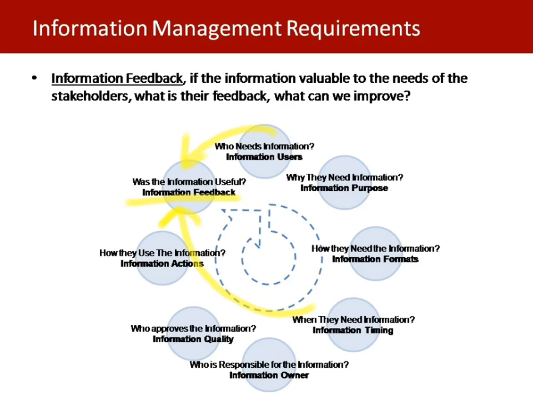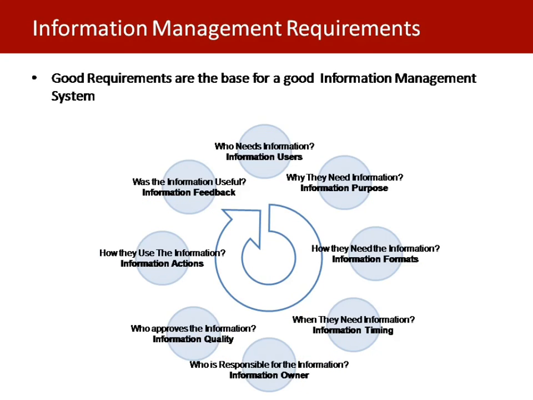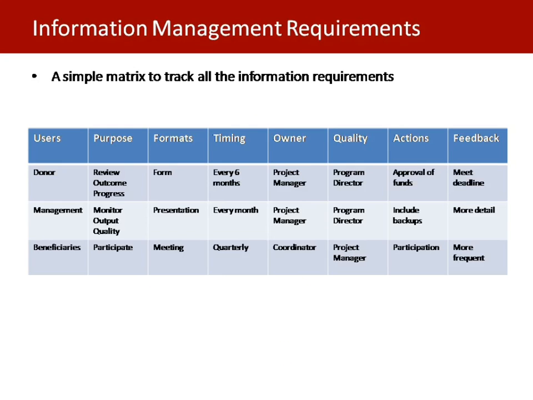And our requirements are more aligned to those needs, to those purposes, the formats, and the timing, so that the owner is aware of that, the quality is aware of that, and therefore there can be better actions on the information. All of that is part of good requirements that are the base of our good information management system. And it's a kind of a cycle that it's important for people to understand as they are collecting the requirements of information. Here's a simple matrix that you can use to track all the information requirements.